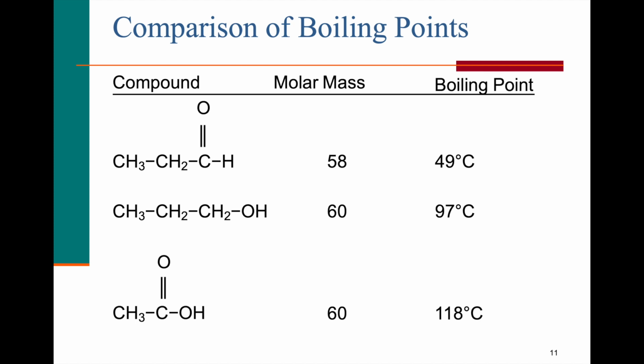Its molar mass is very similar because it has 2 oxygens rather than 1. But its boiling point is higher because it is able to form dimers with another. So this is ethanoic acid. A dimer would be formed between 2 ethanoic acids. And that's why its boiling point is quite high in comparison to the 3-chain alcohol and 3-chain aldehyde.